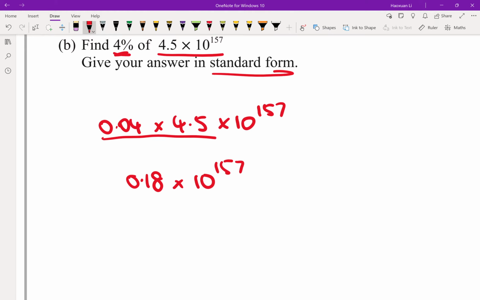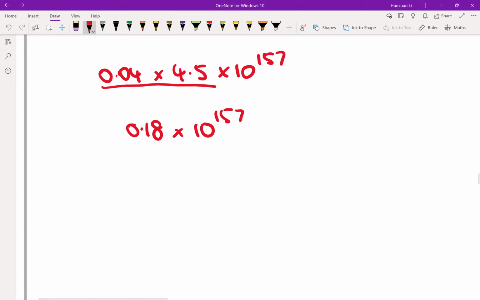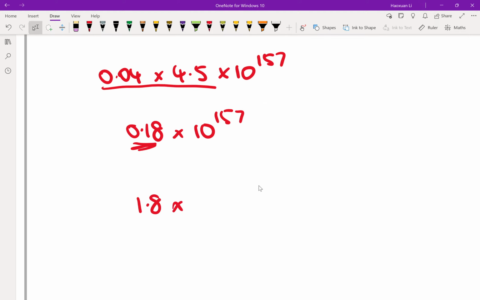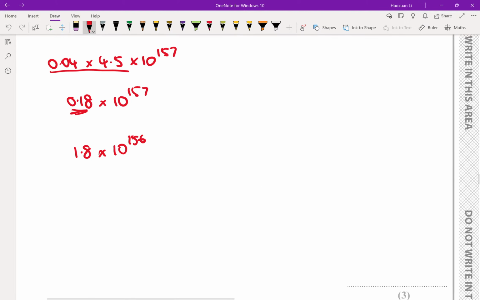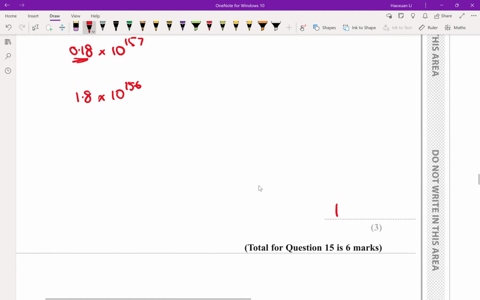But you can't leave it this way because this is not in standard form. So here I would like to times this by 10, giving 1.8. But to keep it equivalent, you divide by 10 on the other term. And this means the same as that. So the answer will be 1.8 times 10 to the power of 156.